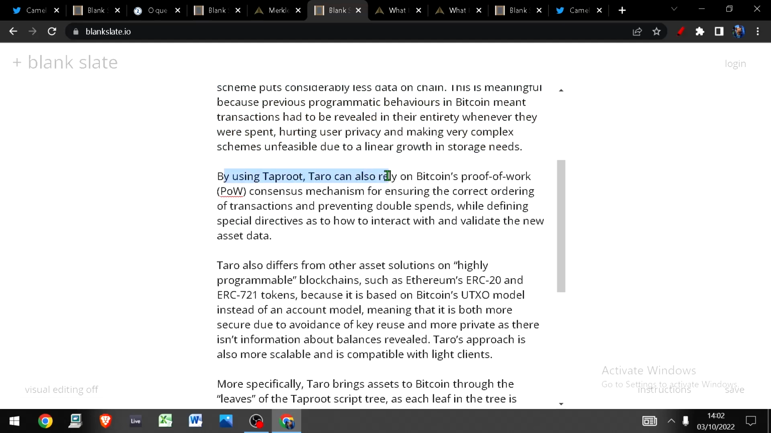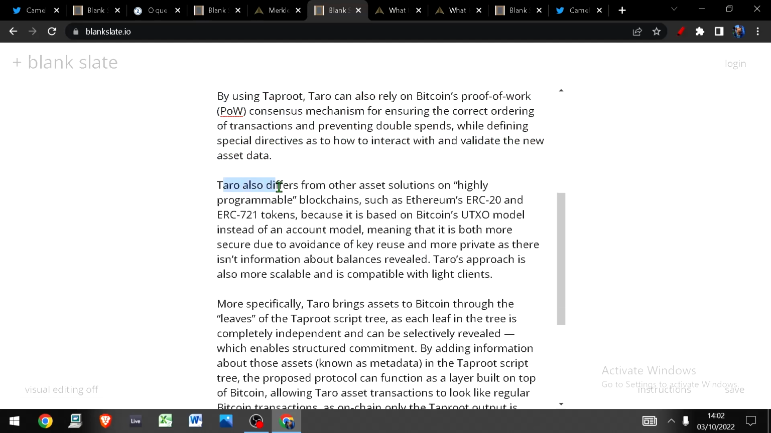So by using Taproot, TARO can also rely on Bitcoin's proof of work consensus mechanism for ensuring the correct ordering of transactions and prevent double spends, whilst defining special directives as to how to interact and validate the new asset data. TARO also differs from other asset solutions on highly programmatic blockchains such as Ethereum's ERC20 and ERC721 tokens because it's based on Bitcoin's UTXO model instead of the account model, meaning that it's both more secure due to the avoidance of key reuse and more private as there isn't information about the balances revealed, i.e. you can only see one ticket out of the wallet. TARO's approach is also more scalable and is compatible with light clients.